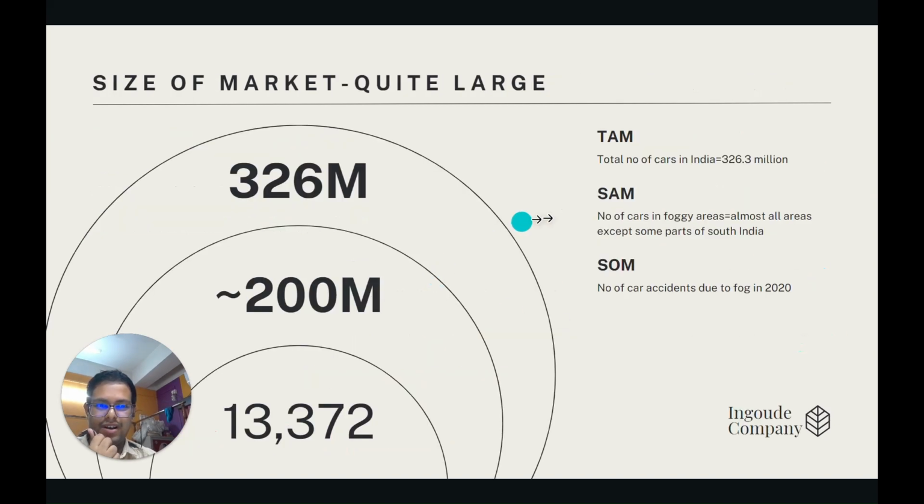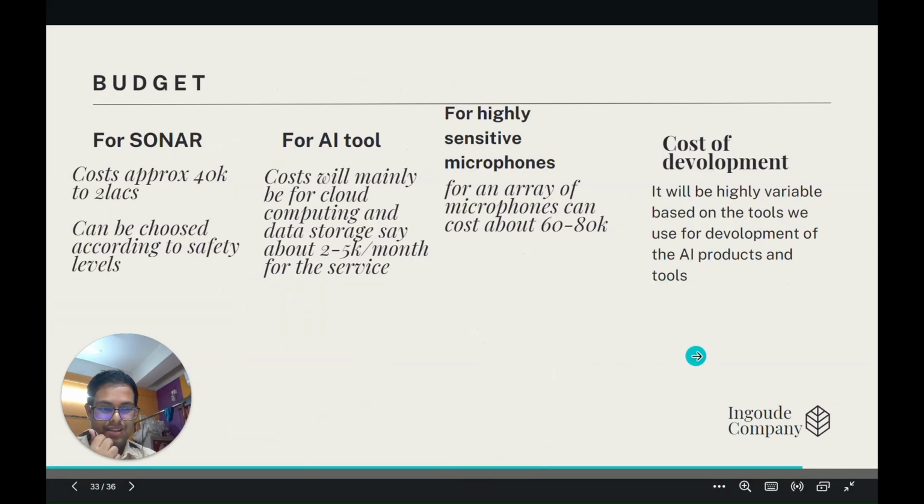So the size of our market: total number of cars in India, number of cars in foggy areas. This is a rough estimate. I have only excluded some parts of South India where fog conditions are really present. So the number of car accidents in fog is a staggering number.